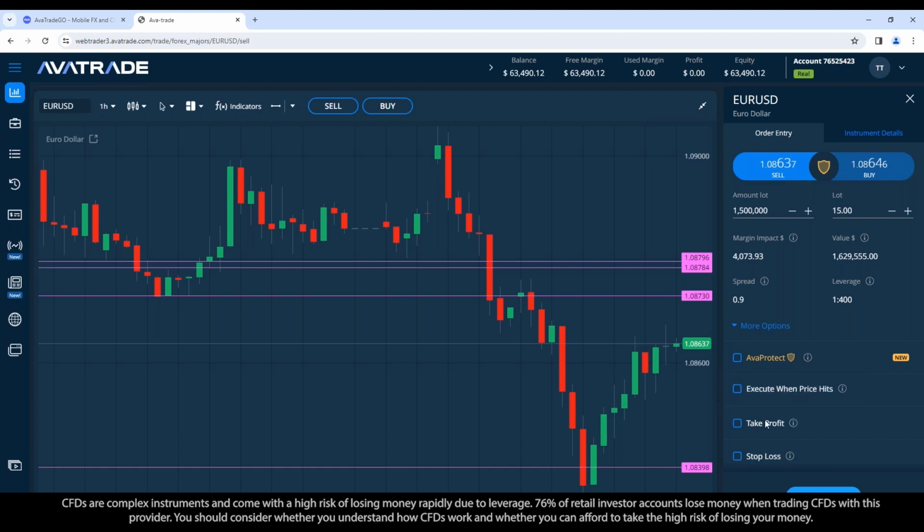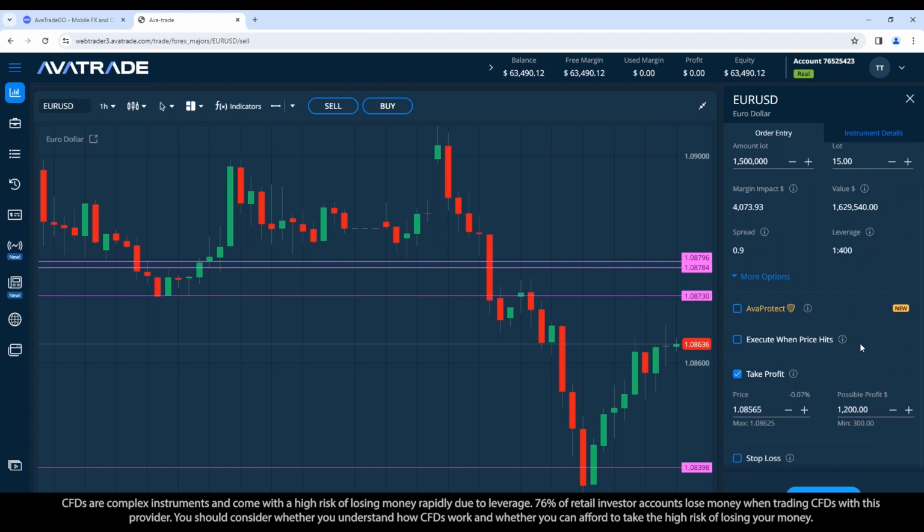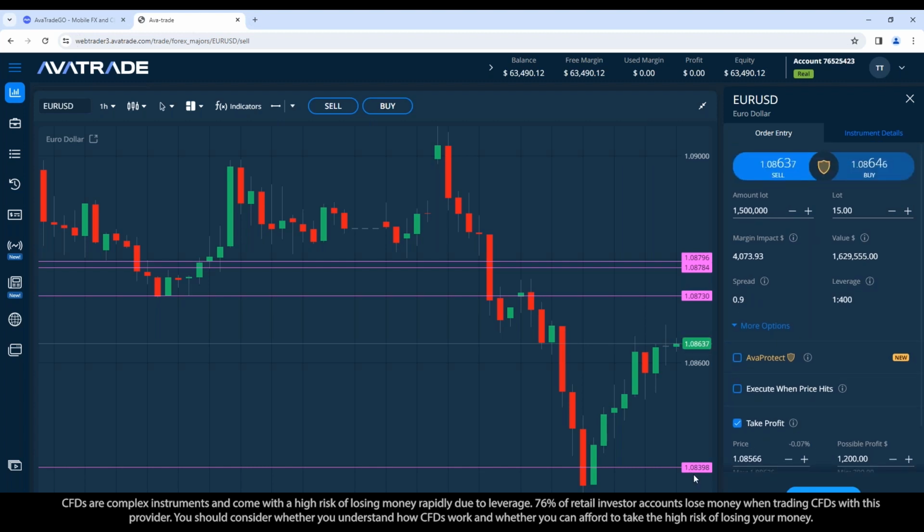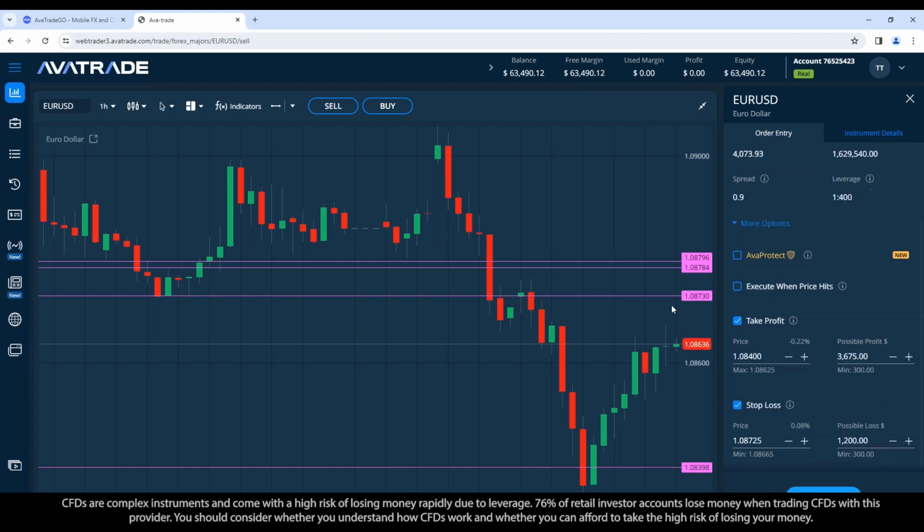Okay, and so if I'm going to short this, then my take profit is down at 108.40 approximately. And my stop loss is up here at 108.80, above both of these resistance levels here from the past. 108.80.